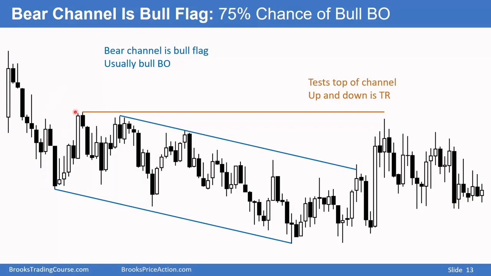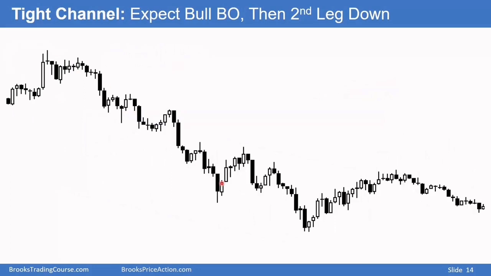This first rally is probably the start of a trading range, even though at the time you don't know that. And this bear channel is probably part of the trading range, even though at the time it's also still part of the bear trend. Bear trend, bull breakout, bear trend, bull breakout.